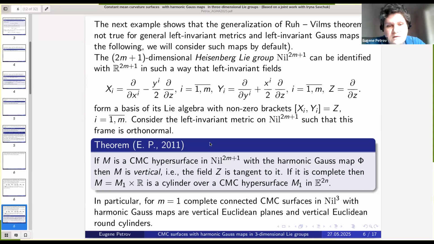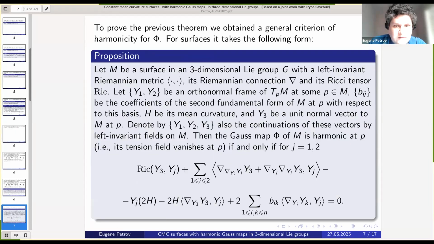In particular, if m equals 1, so it's the three-dimensional Heisenberg group, the usual Thurston geometry, then the surfaces are vertical Euclidean planes, vertical in the usual sense, so parallel to the z-axis, and vertical Euclidean round cylinders. And so let us give some technical results that I used in the proof.